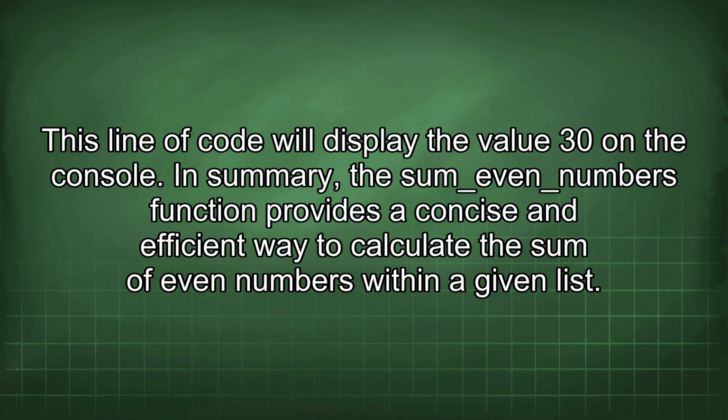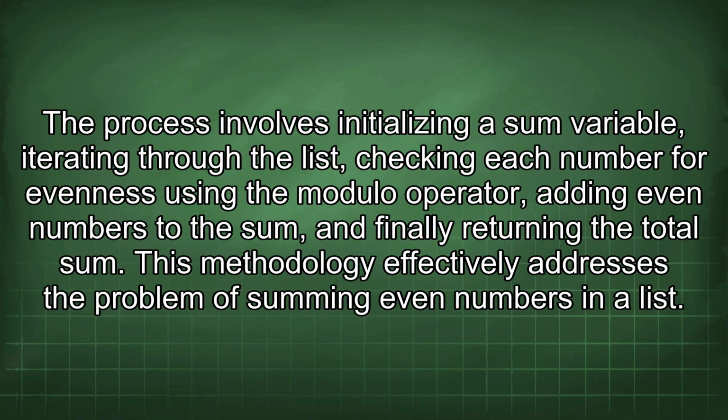In summary, the SumEvenNumbers function provides a concise and efficient way to calculate the sum of even numbers within a given list. The process involves initializing a sum variable, iterating through the list, checking each number for evenness using the modulo operator, adding even numbers to the sum, and finally returning the total sum. This methodology effectively addresses the problem of summing even numbers in a list.